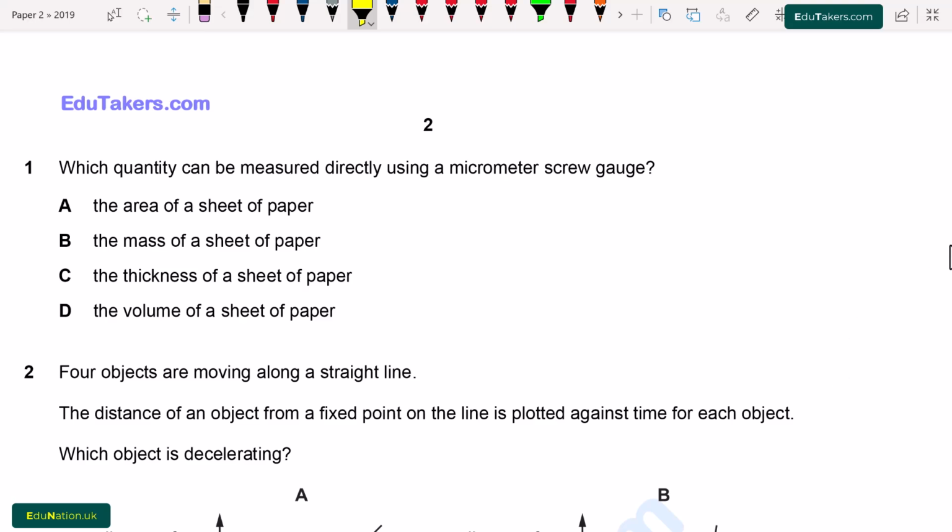Question number 1. Which quantity can be measured directly using a micrometer screw gauge? Here is a device, a micrometer screw gauge. Option A, area of the sheet of paper. B, mass of the sheet of paper. C, thickness of the sheet of paper. D, volume of the sheet of paper. So the micrometer screw gauge is basically used to measure the thickness of the sheet of paper. Option C is correct.